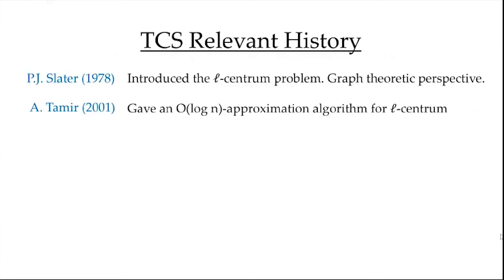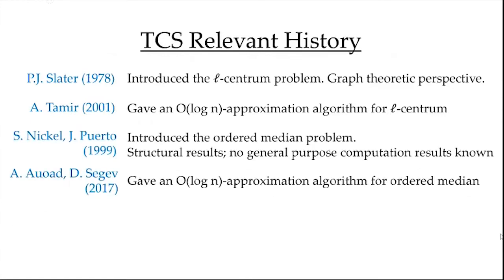The first paper which introduced the top L version, the L-centrum version, was in 78. And in 2001, there was a log n approximation for this problem. If it's the first time you've heard about it, how will you solve this problem? It's not completely clear, at least I would say that. Then the ordered optimization, which is with the weights, was introduced around this time. And only last year, there was a log n approximation given for the ordered optimization problem.